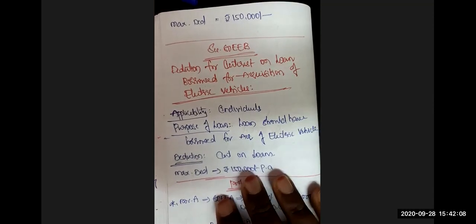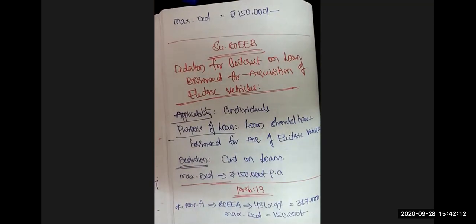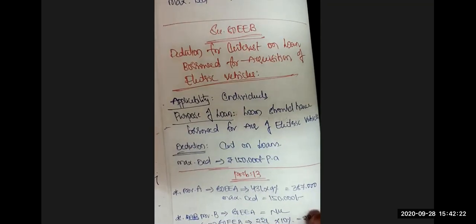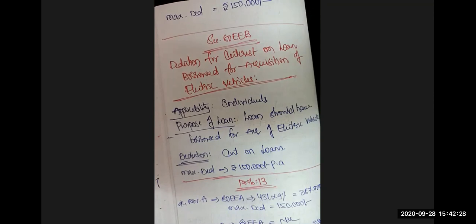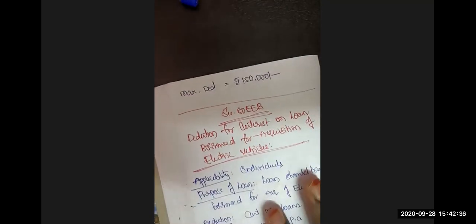Don't be under the impression that, as in 80DD, we have flat amounts of deduction: 75,000 for normal disability and 1,25,000 for severe disability, and 80U also has the same kind of flat deductions. These are flat deductions, but here it is subject to your actual interest. Clear, everyone? So 80EEA and 80EEB are very important. Definitely you can expect MCQs or at least a question from this amendment.